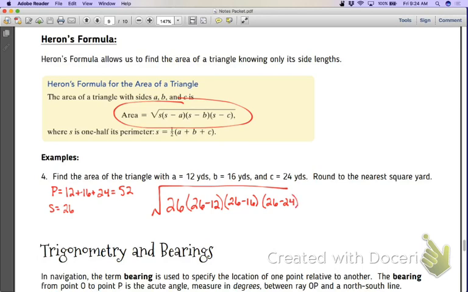So 26 times 14 times 10 times 2 is 7,280. So the square root of 7,280 is just 85. It's rounded to the nearest square yard, so 85 square yards.